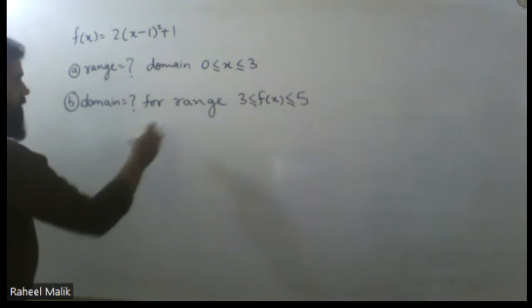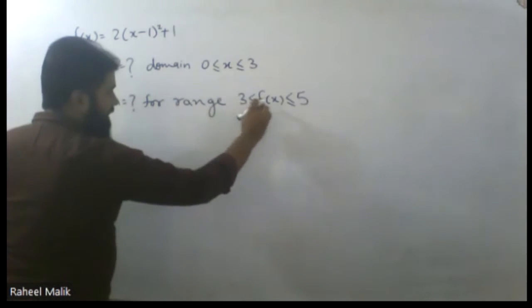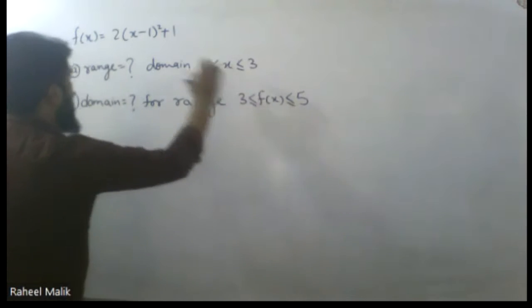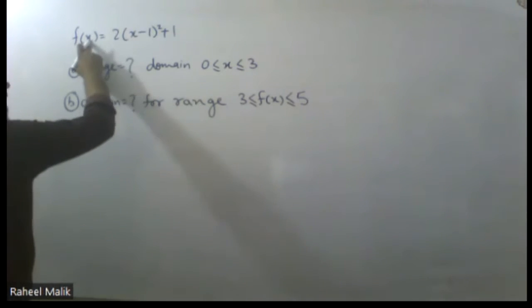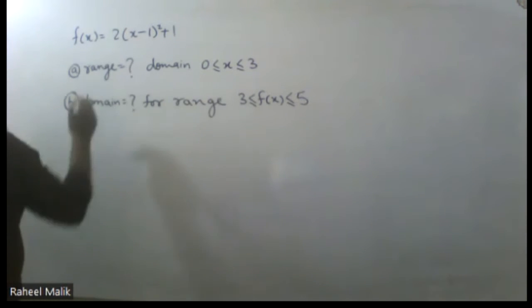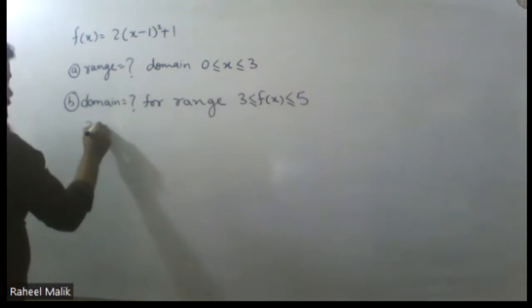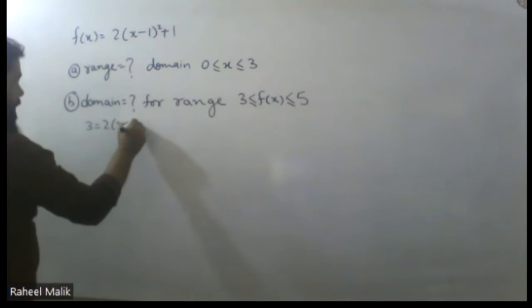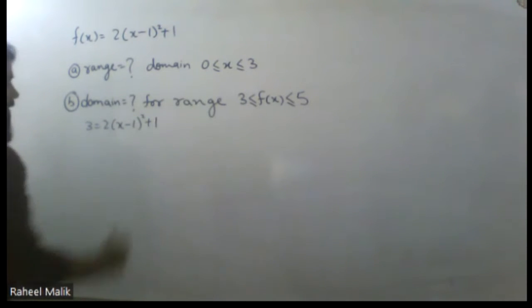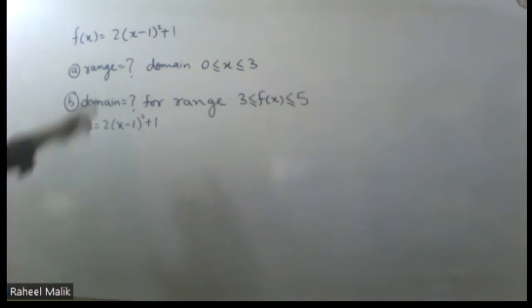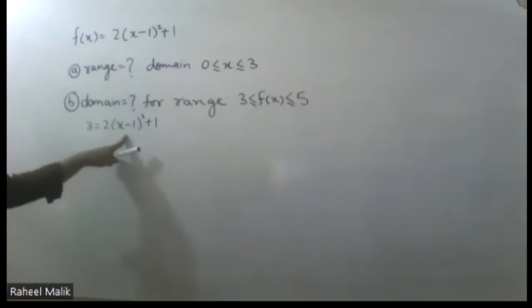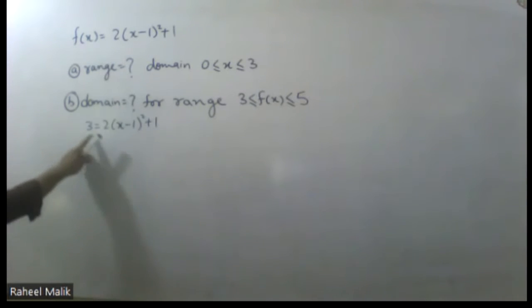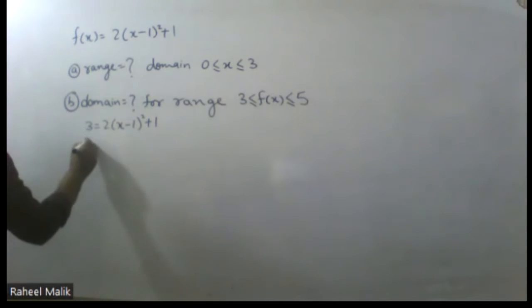B part of the question. f(x) is given from 3 to 5 and they are saying find the domain. So what will you do? First of all, in this function, you will put 3 in place of f(x). So 3 equals 2(x minus 1) whole square plus 1. Okay, this will be written as it is. You have to find the domain, meaning you have to find the value of x. And in place of f(x), we have put 3 over here. Plus 1 shifted over here.